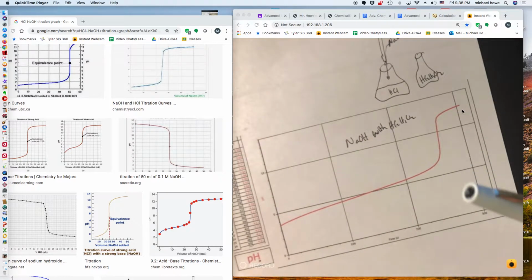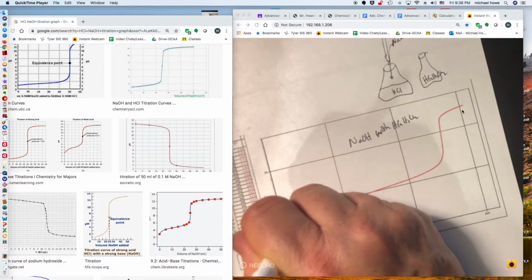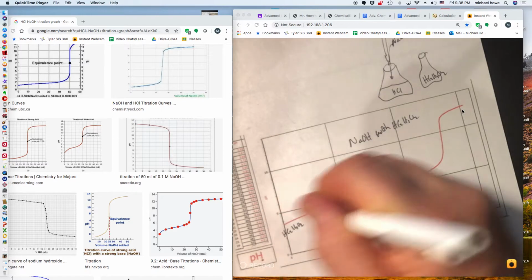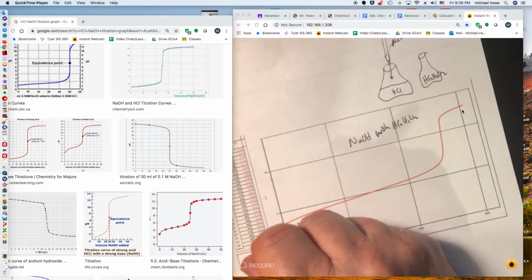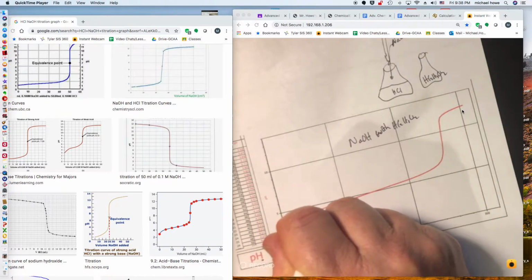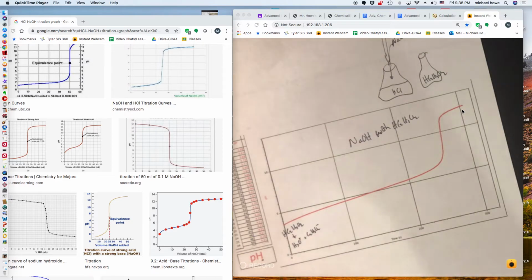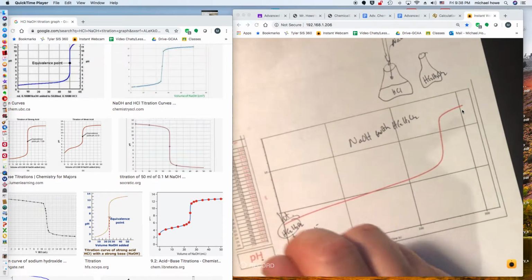So at the beginning, we had only, in this case, the unionized acid, HC2H3O2, but really there's a lot of that, and there's just a little bit of these hydronium ions and the acetate ions. And of course there's water in every case. I left that out. So you've got a lot of these and a little bit of that.